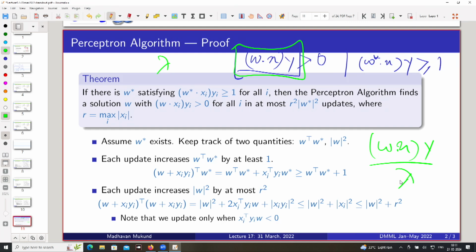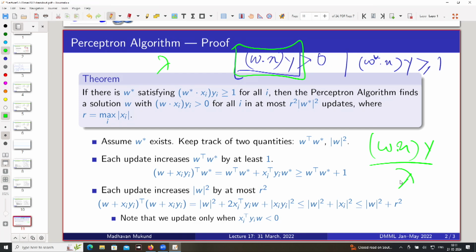If I expand this out, what do I get? I get this term, the dot product with the previous W, and then this. And what do we know? We know that this is at least 1, right? So this value has gone up by at least 1. This is a very straightforward consequence of our assumptions in the theorem.